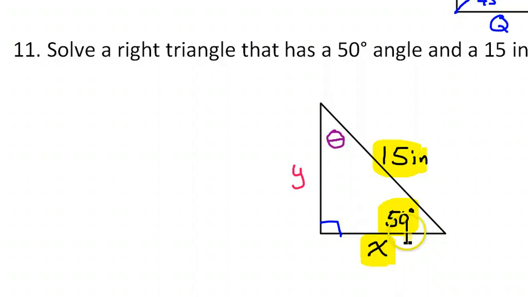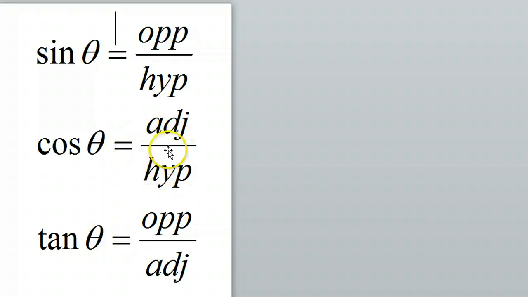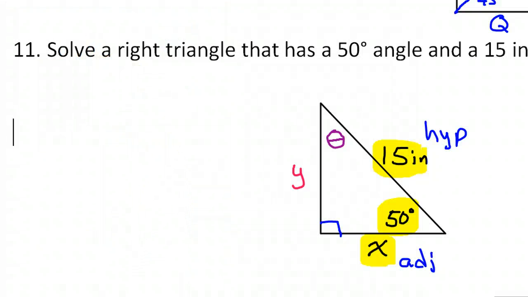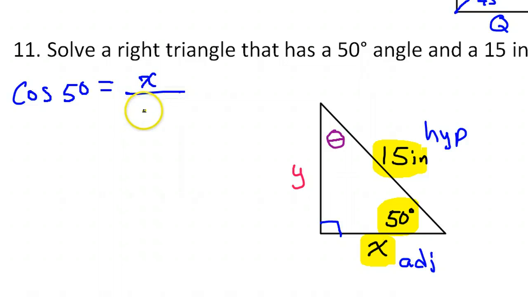Which trig function involves these three guys? Well, let me remind you that this 15 here is the hypotenuse, just in case that changes your mind. All right, this is the hypotenuse. And the x is the adjacent leg, because look how close it is. So adjacent and hypotenuse, which trig function is that? Well, that's the cosine function, adjacent over hypotenuse. Okay, so I will set up the cosine function. So cosine of 50 is equal to the adjacent leg over the hypotenuse.